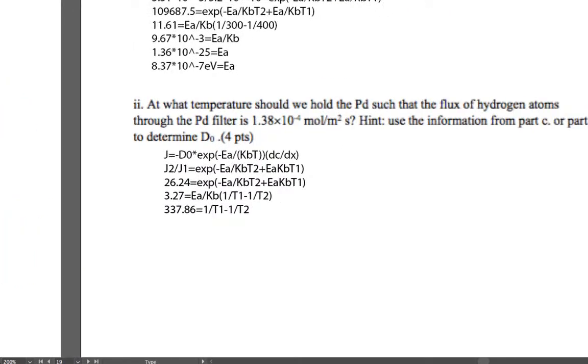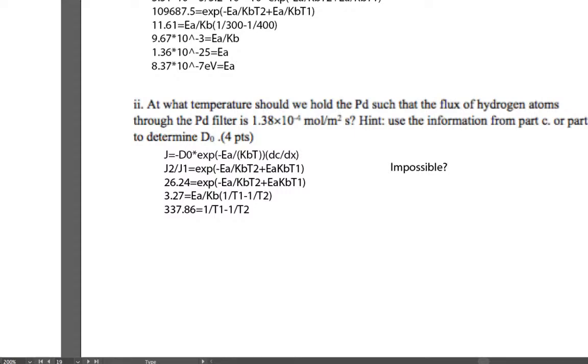So according to this information, it would be impossible, because the temperature would be negative. Impossible as well. You know what? I need to check this again. I don't know. To determine the D naught.